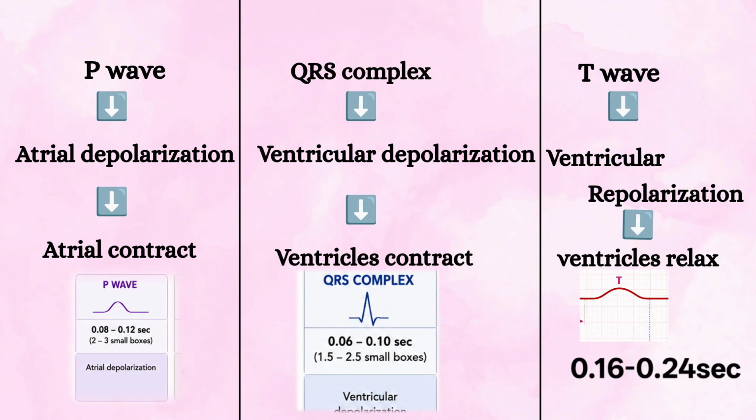T wave on an ECG indicates ventricular repolarization, the electrical recovery of the ventricles, allowing them to relax and prepare for the next heartbeat.